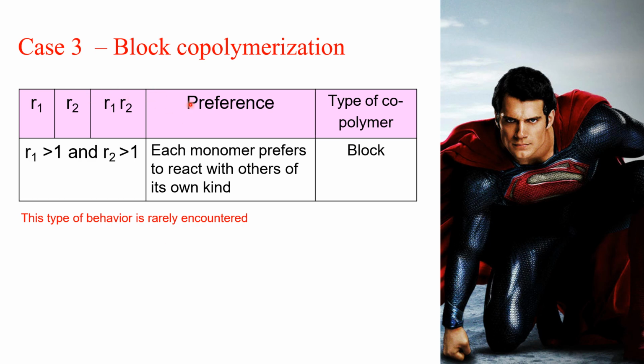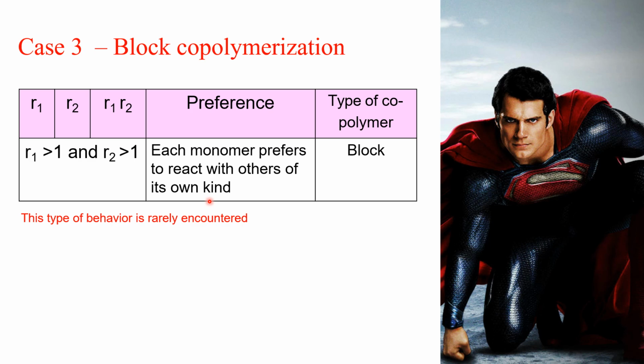So we have block copolymerization in the third case. If you have R1 more than 1 and R2 more than 1, it is quite different from the random copolymerization just now, because in the random case one of the R values is less than 1. But in this block copolymerization case, both R1 and R2 will be more than 1. So the value will be 1.86 or maybe 5 or maybe 3, more than 1. So when we calculate the product, it will be more than 1, of course.